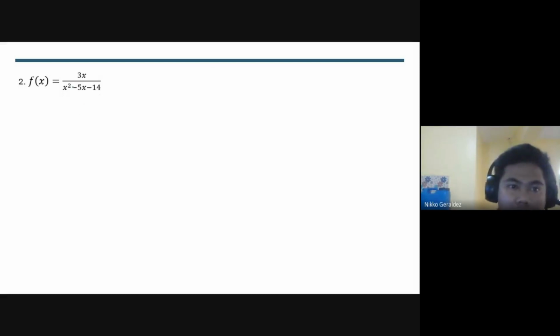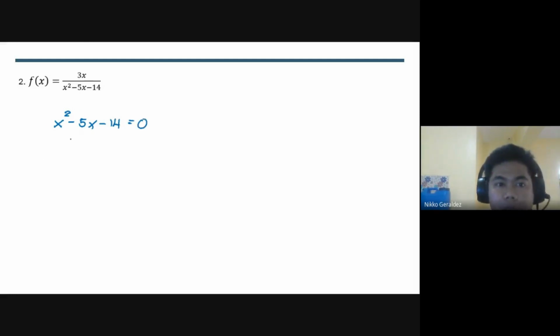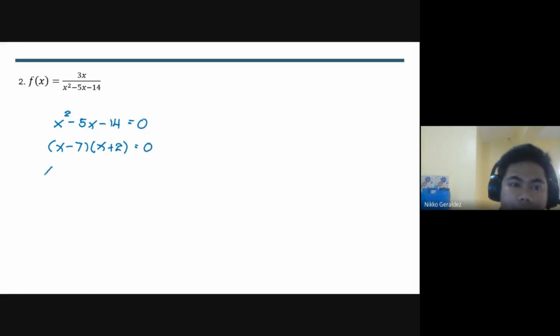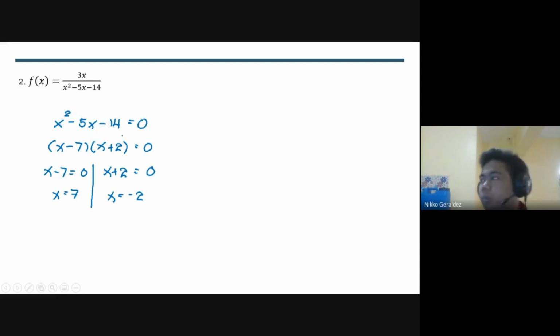So, kunin natin denominator, then set to 0. x squared minus 5x minus 14 equal to 0. Then, solve for the value of x. So, by factoring, we have x minus 7 times x plus 2 equal to 0. Solve for x. So, x minus 7 equal to 0, so x equal to positive 7. Then, x plus 2 equal to 0, then x equal to negative 2.